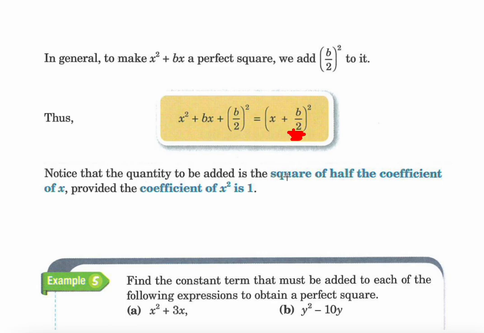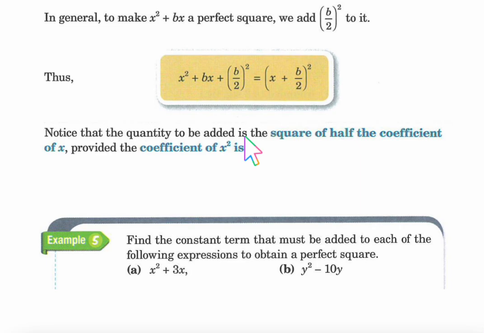Okay, and now notice, in order for this to work, the coefficient of x squared has to be 1. If there is a number in front there, then it's not going to work, right? Because it's a perfect square. Okay, so be sure that this is in your notebook. And now we're going to do some problems.